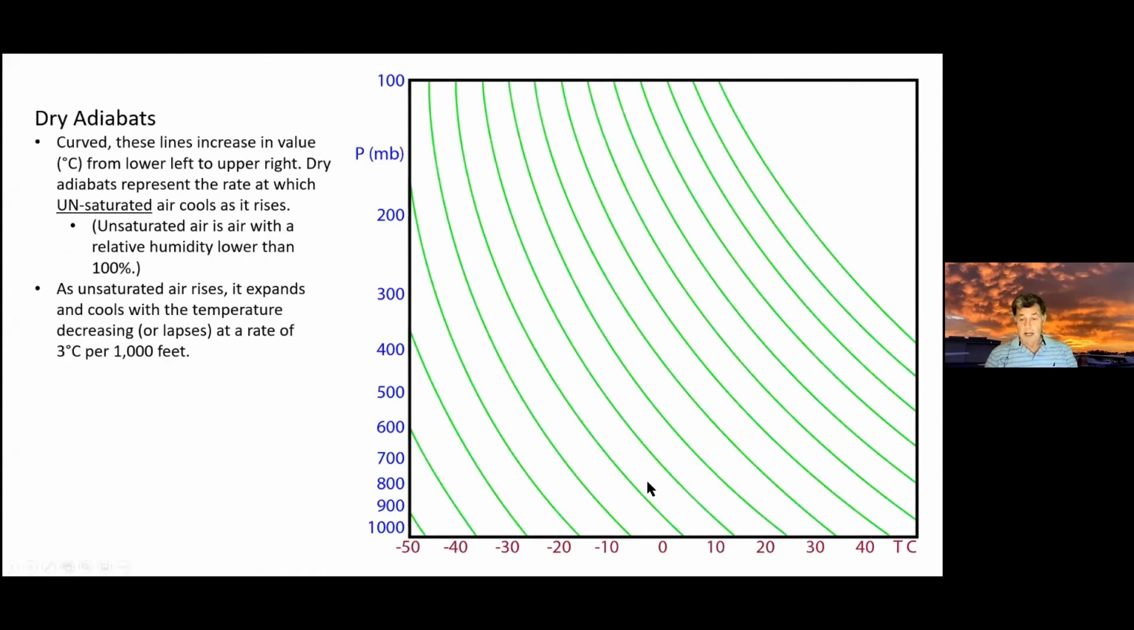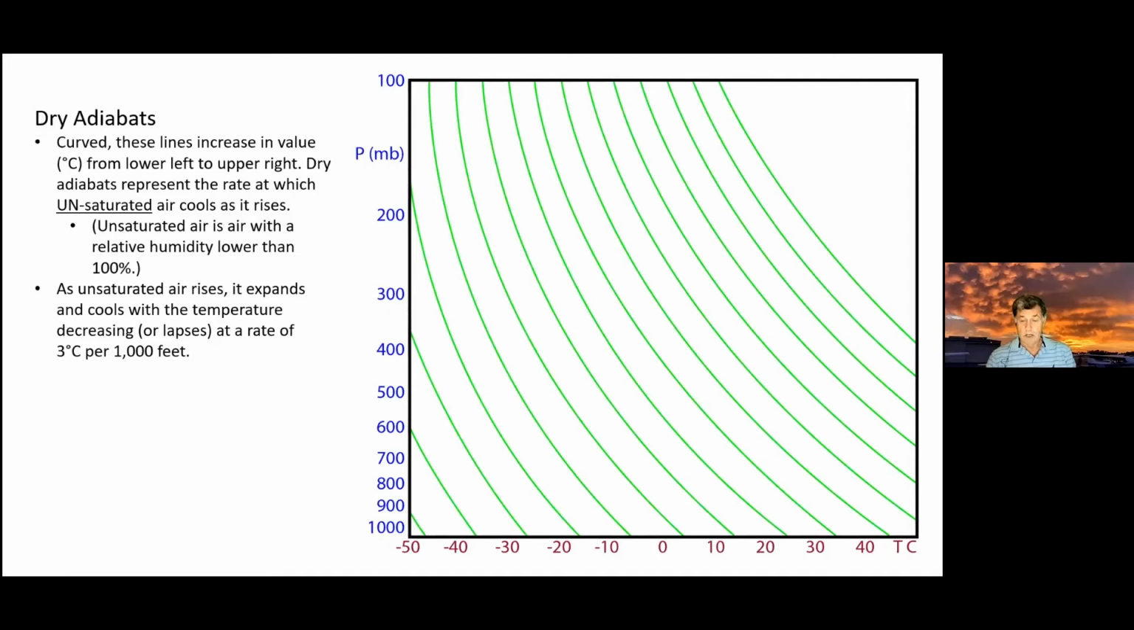Okay, these are the dry adiabat lines. Now remember, we like these lines because they're very consistent and they're very predictable. And this is unsaturated air. Remember, we're talking about adiabats. This is going to be lifted air parcels, right? So this is why we care about the dry or the moist adiabatic lines. It's lifted air. And when it's dry and it's not saturated, there's no condensation, there's no heat being generated.